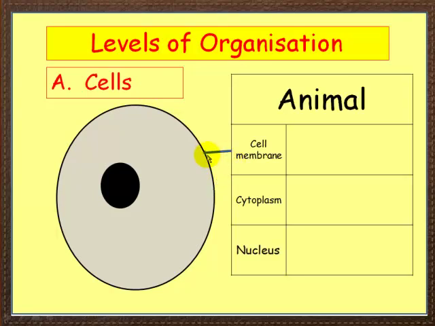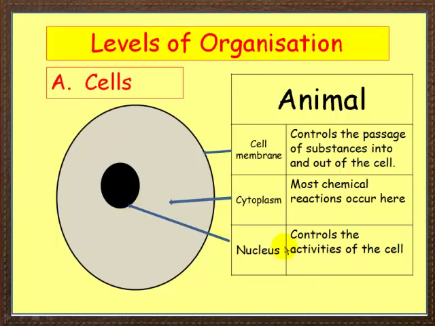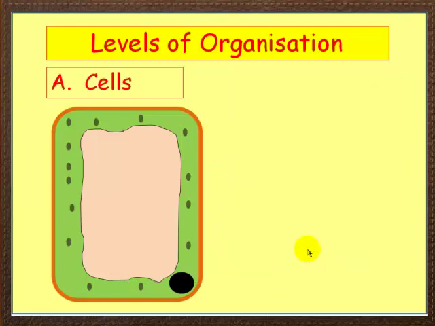On the outside we've got a cell membrane. Now the cell membrane controls the passage of substances into and out of the cell. Inside this you've got the cytoplasm, and it's a jelly-like substance, and it's here where most chemical reactions take place. And in the middle you've got the nucleus. Now the nucleus controls the activities of the cell. Let's compare that with a plant cell.